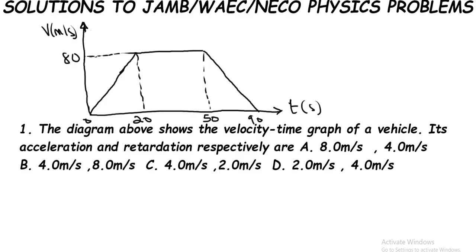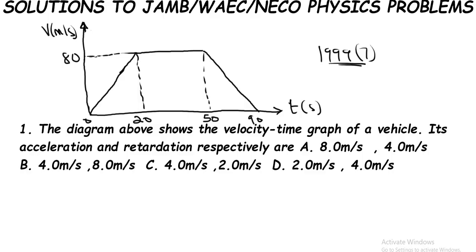And here we are under motion, and what we want to look at under linear motion is what we have in the velocity time graph. The question is, the diagram above shows the velocity time graph of a vehicle. Its acceleration and deceleration respectively are. Now this is a Jamb question, and it is for 1999 question number 7 under Jamb question.